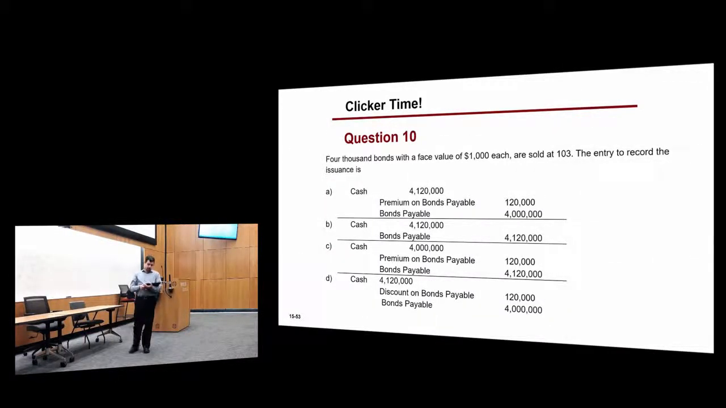So when the company issues bonds at 103, like here, we have 103, it's higher than 100%. So the company sold it at a premium, which would automatically remove answers B and D. The ones that could be correct are A and C. Cash will always be the amount that the company will receive from selling those bonds. So it's 4,000 bonds multiplied by $1,000, which is the face value, multiplied by 103%.